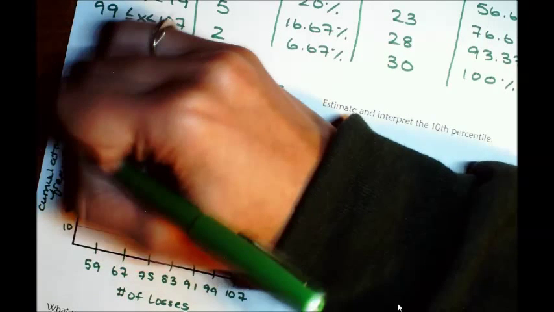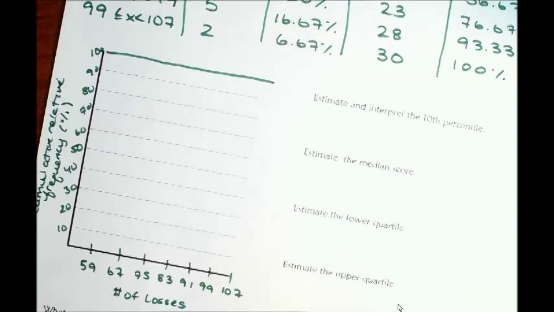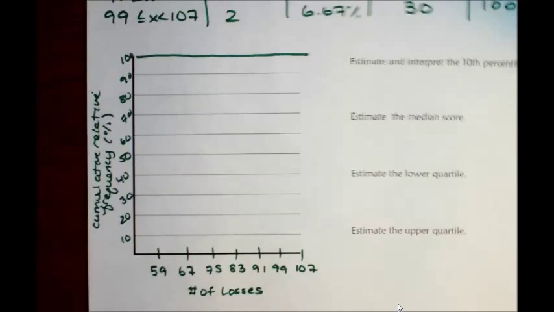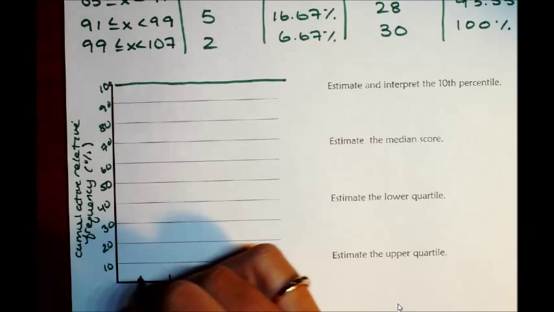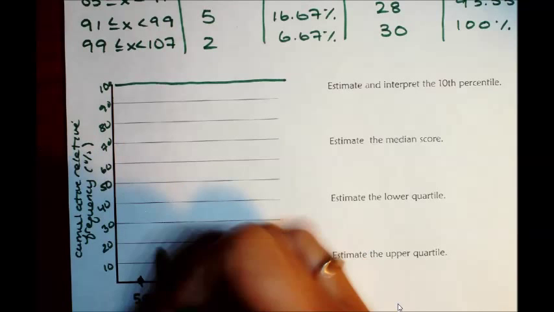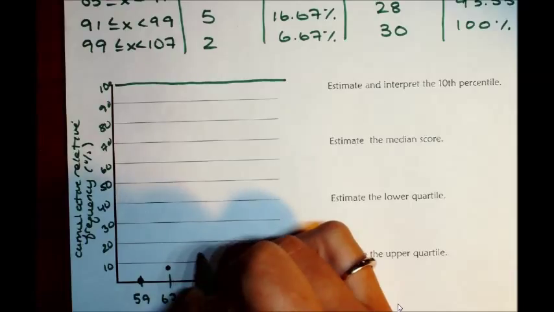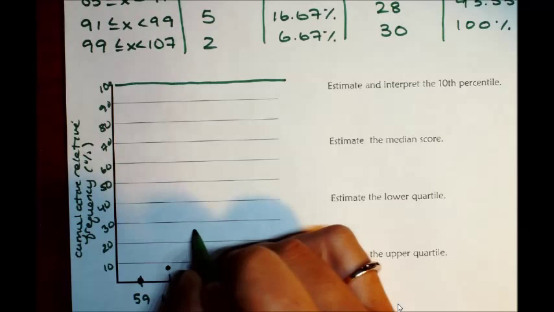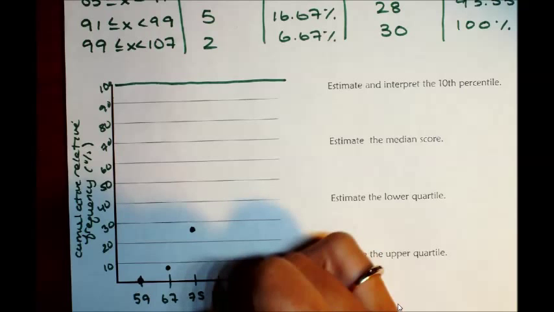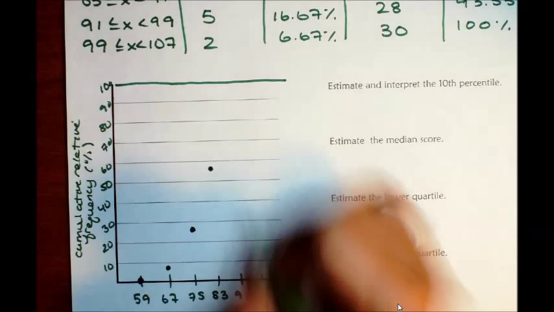So 59, there's nothing. 6.67. 26.67. 56. 76. 93. 100.